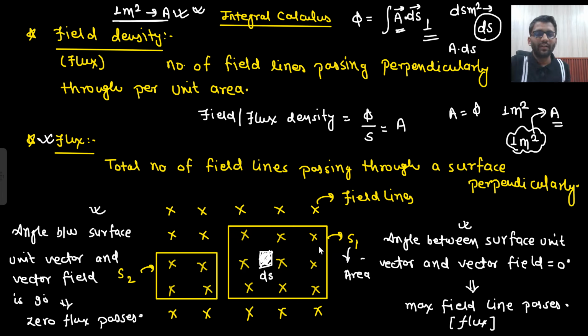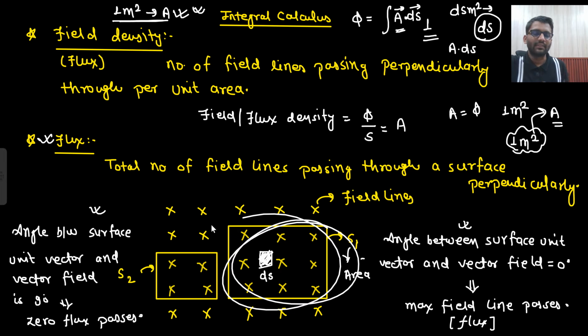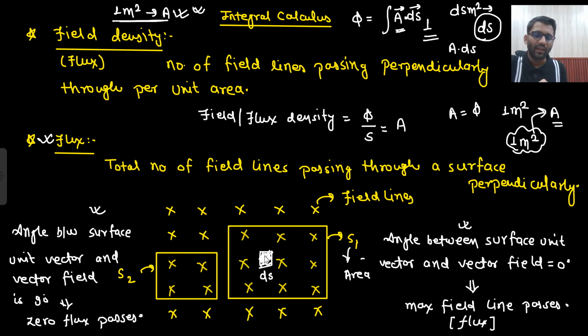Now I need to find how many total field lines will pass through this surface. So what did I do? I took a small area ds. From 1 meter square, A field lines are passing, so from ds meter square, A into ds field lines will pass. So from the complete surface, how many field lines will pass? A into ds, integrated. Once I do this integration, I get that value, and that value is equal to flux.